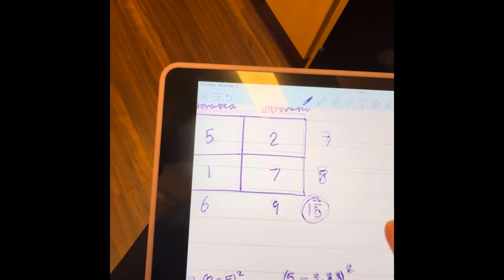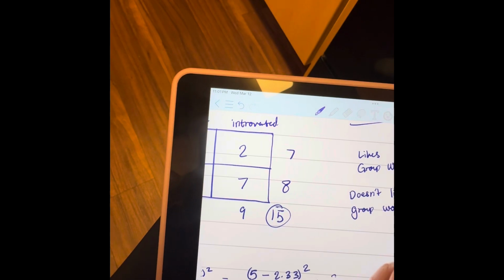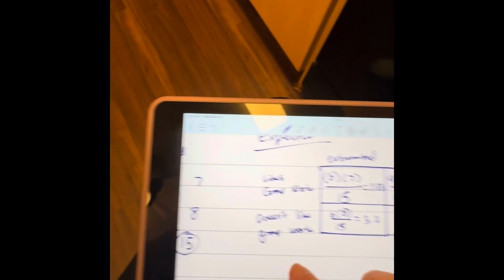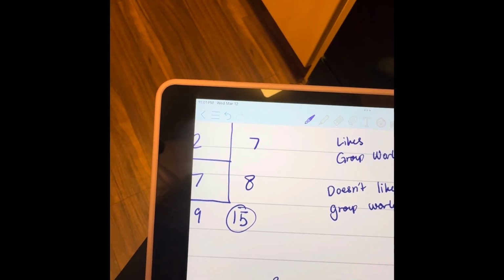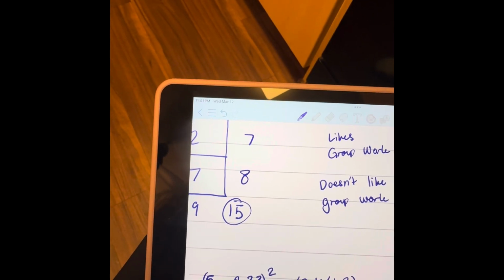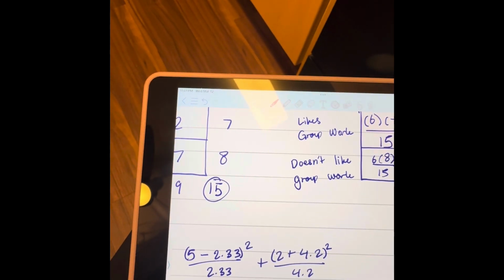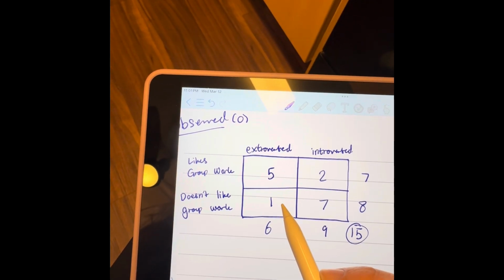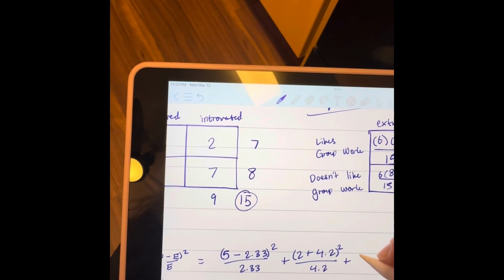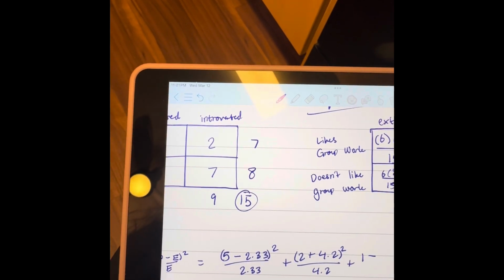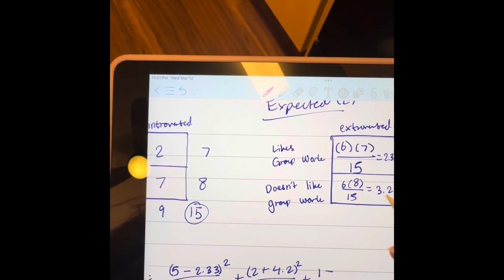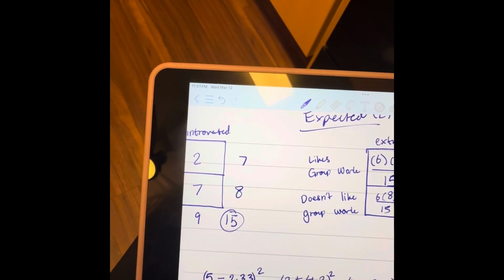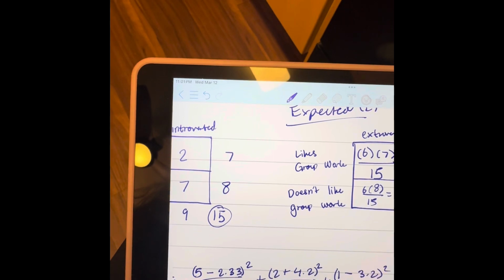Now we're going to add our second box. 2 plus 4.2 all over 4.2, and make sure this is squared. Now for the next box, I'm going to do this one. 1 minus 3.2, make sure this is squared, all over 3.2.